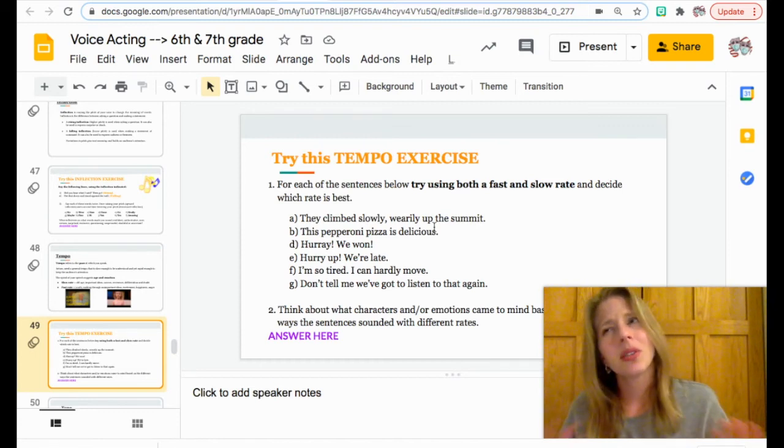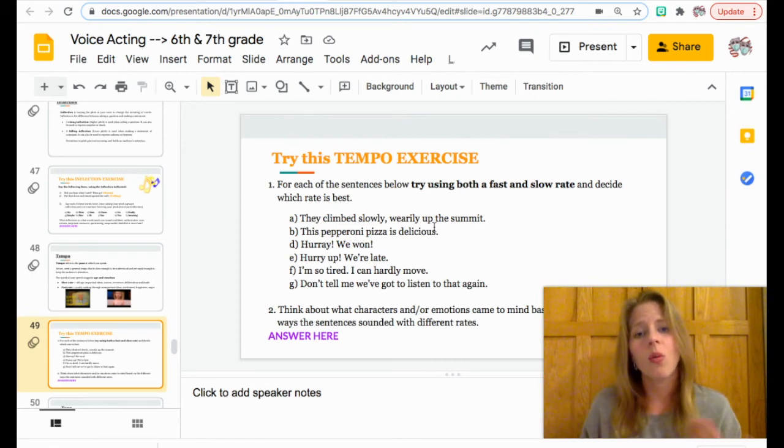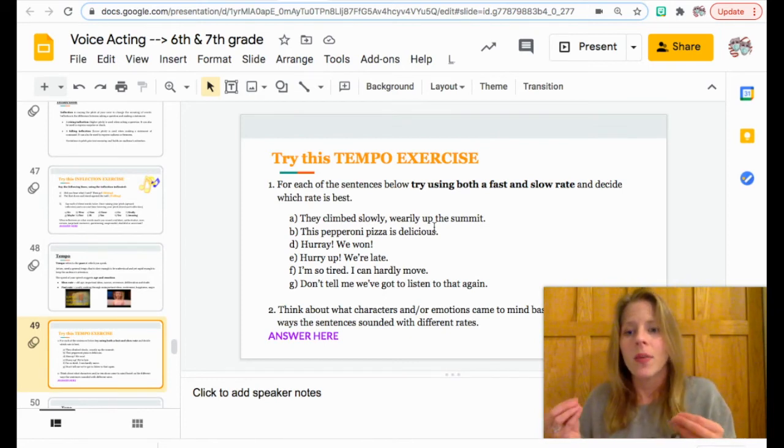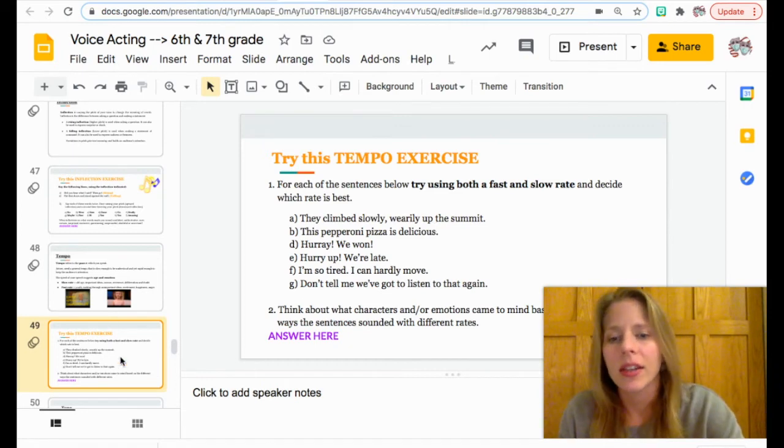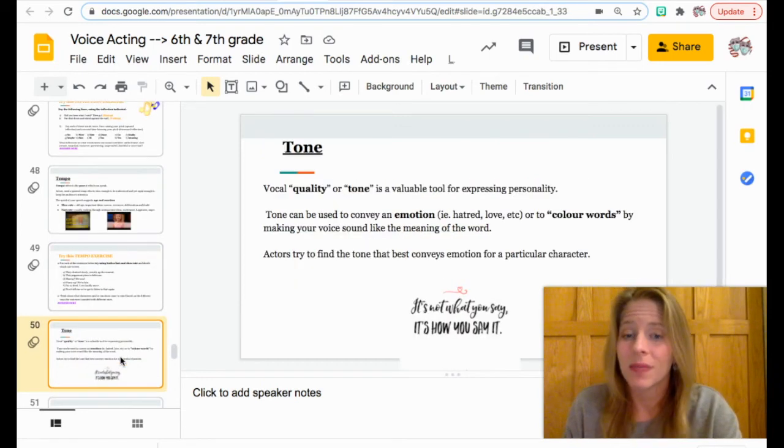And you want to think, which one would be better, right? And it would depend on who it was, right? If you're telling a dramatic story, they climbed slowly and wearily up the summit. Versus if somebody was so excited that they climbed slowly and wearily up the summit. So it'll just kind of depend. So you're going to do each of those sentences.